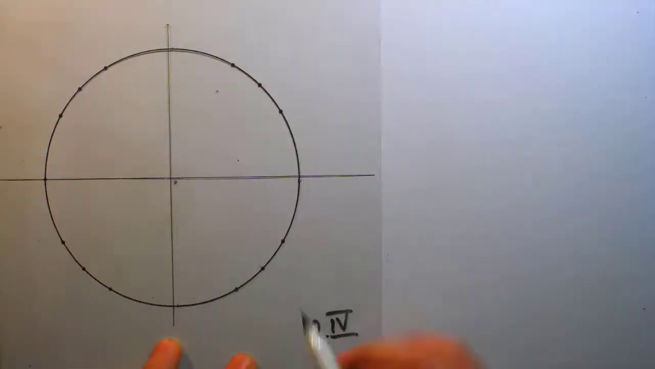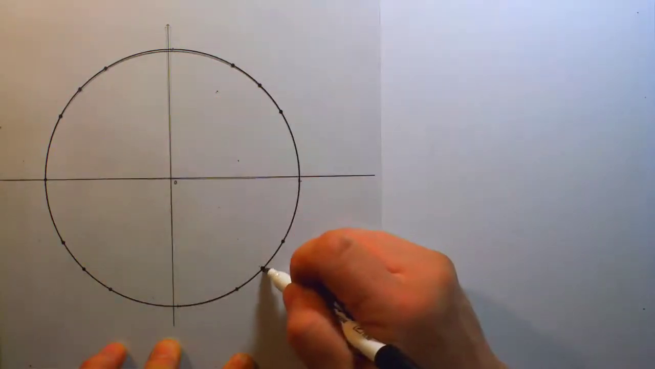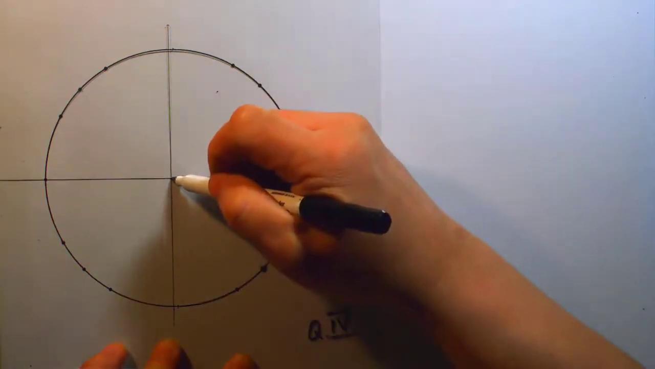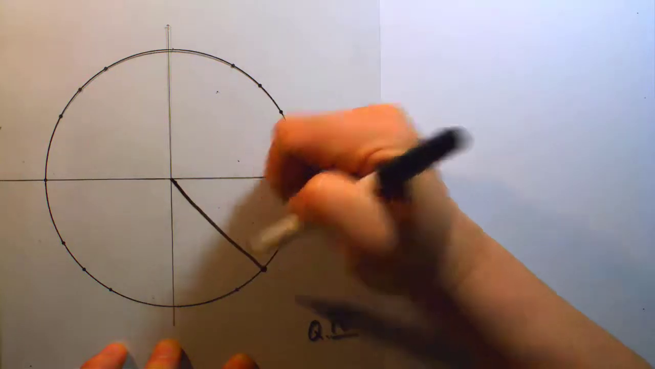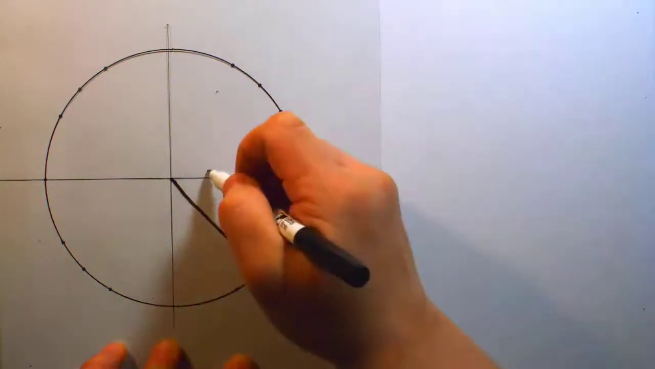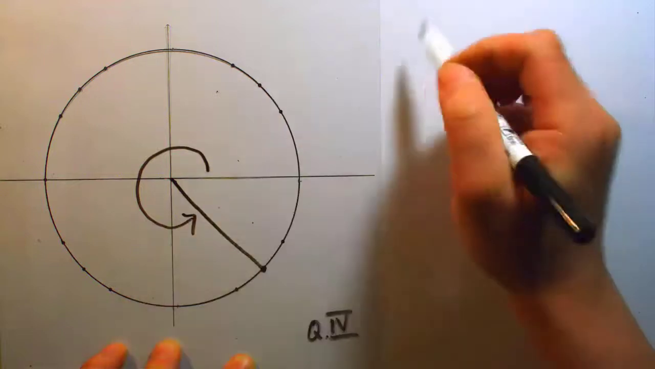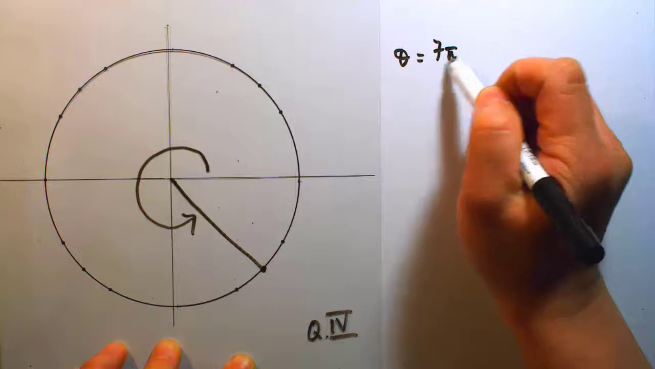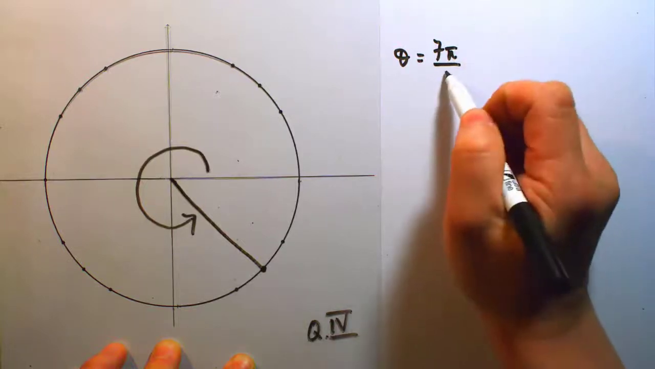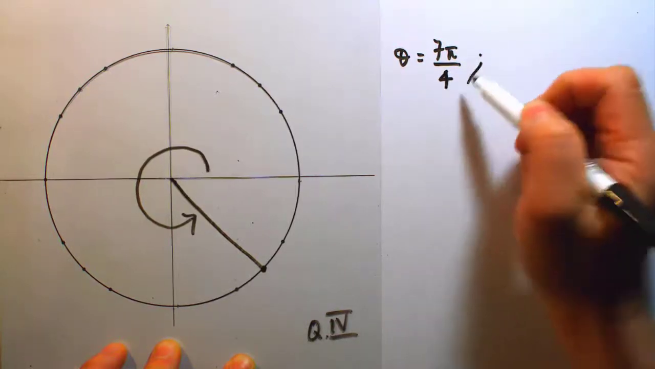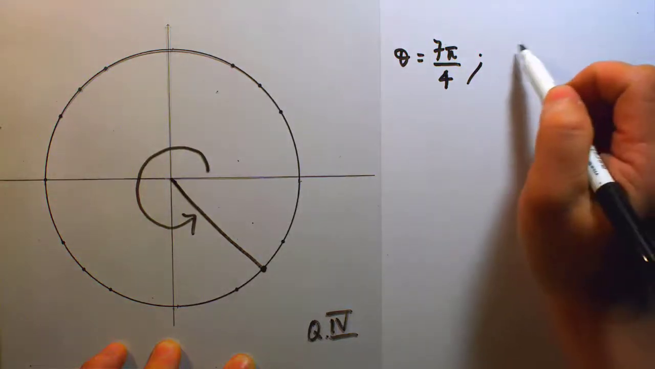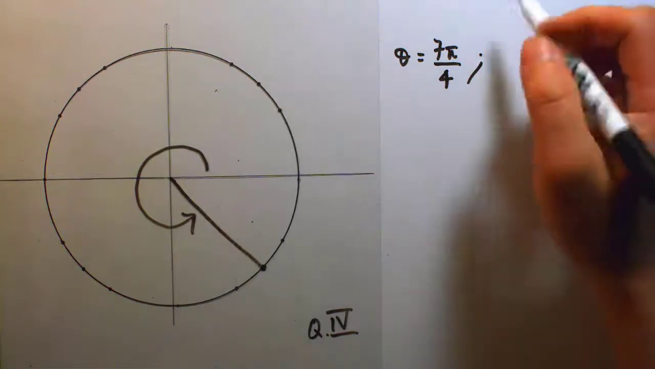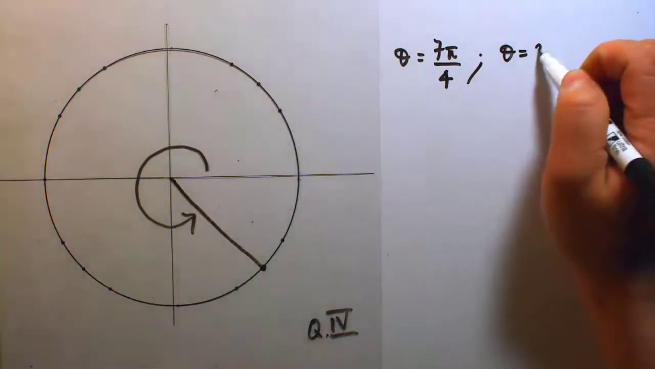Then when your terminal point moves to here, in terms of the central angle, that rotation now has been theta equals 7 pi over 4, and in degrees, it's the angle 315 degrees.